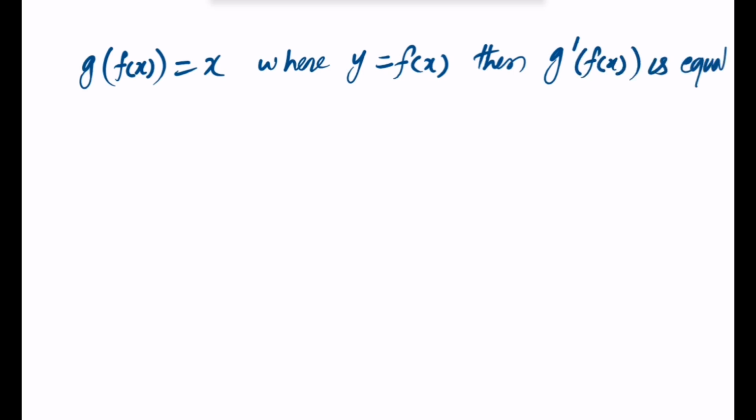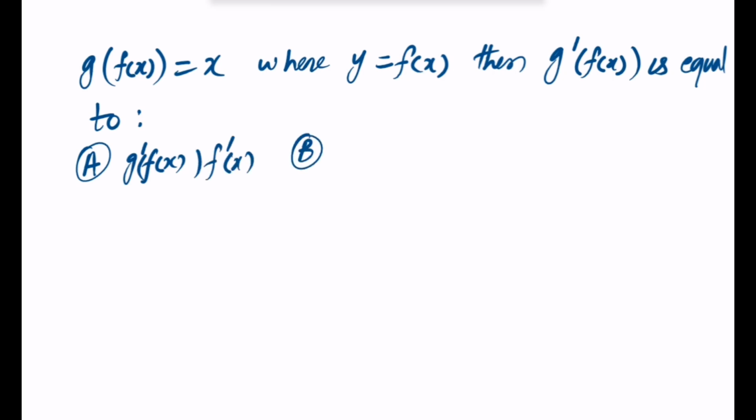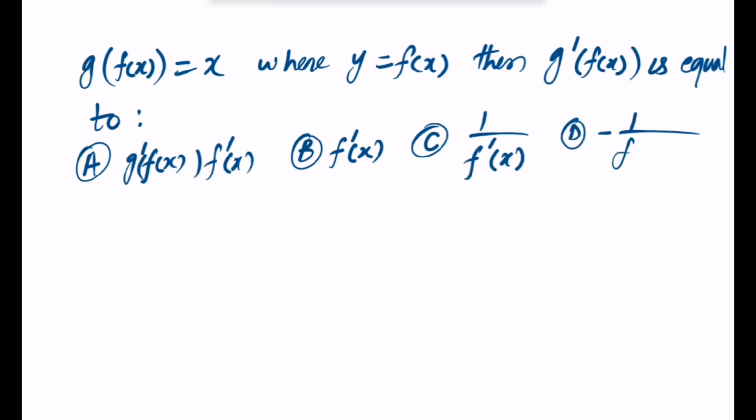The options we have are: A is g prime f of x, f prime of x, B is f prime of x, C is 1 by f prime of x, D is minus 1 by f prime of x. So what is the correct answer? Let us differentiate. The solution begins as g of f of x is equal to x.